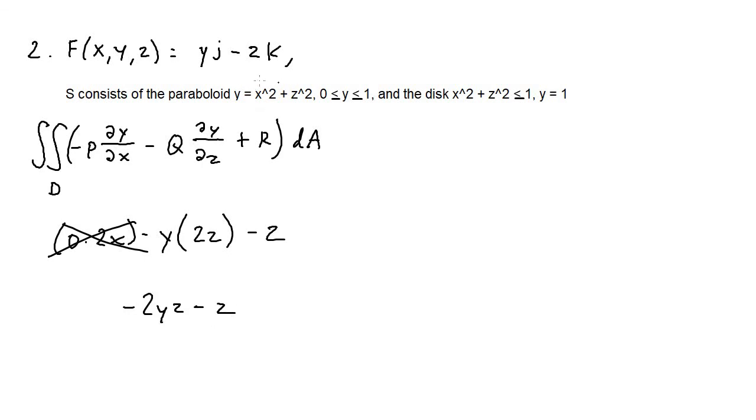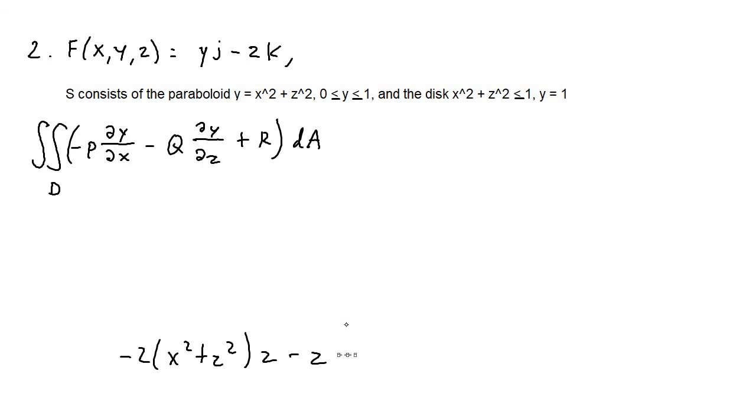Now remember that the y equation that was given to us is in terms of x and z. So we also have to put what's inside the integral in terms of x and z as well. Right now we have it in terms of y and z. So let's go ahead and replace y with what it's equal to, x squared plus z squared. So we have negative 2 times x squared plus z squared times z minus z.